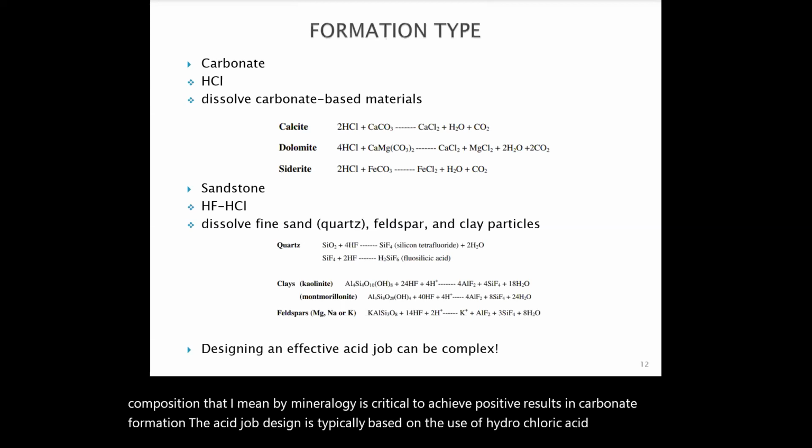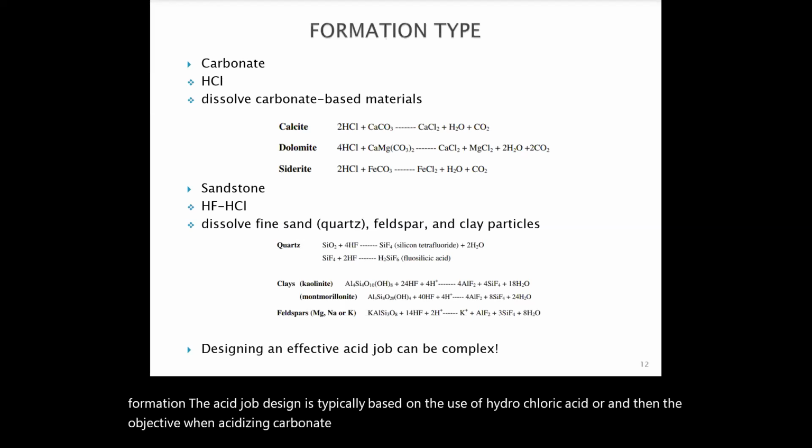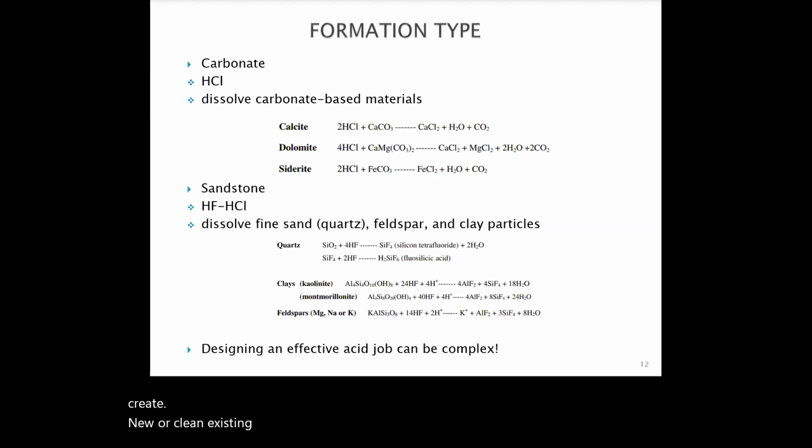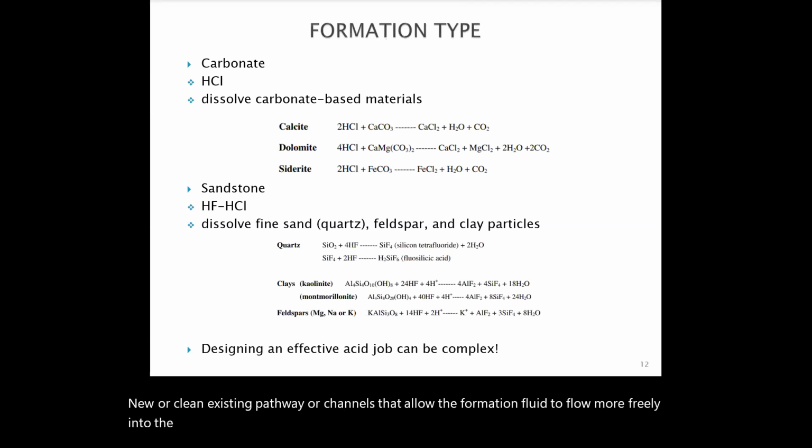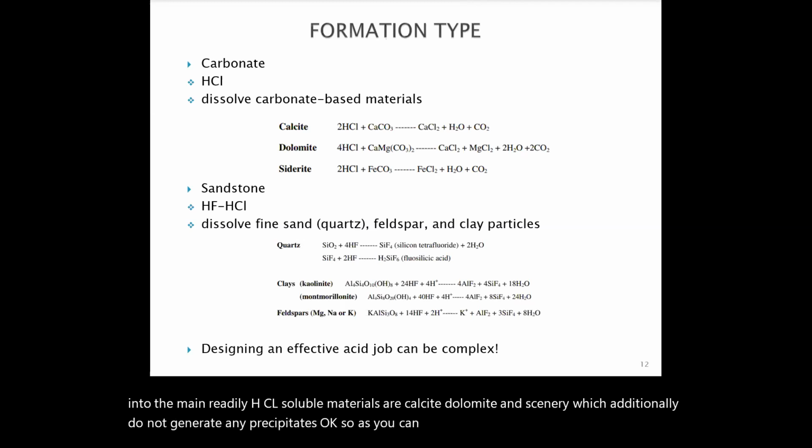or HCl. The objective when acidizing carbonate formation is to dissolve carbonate-based materials to create new or clean existing pathways or channels that allow the formation fluid to flow more freely into the well. The main readily HCl soluble materials are calcite, dolomite, and siderite, which additionally do not generate any precipitates. As you can see, the reactions are included here for the calcite, dolomite, and siderite.